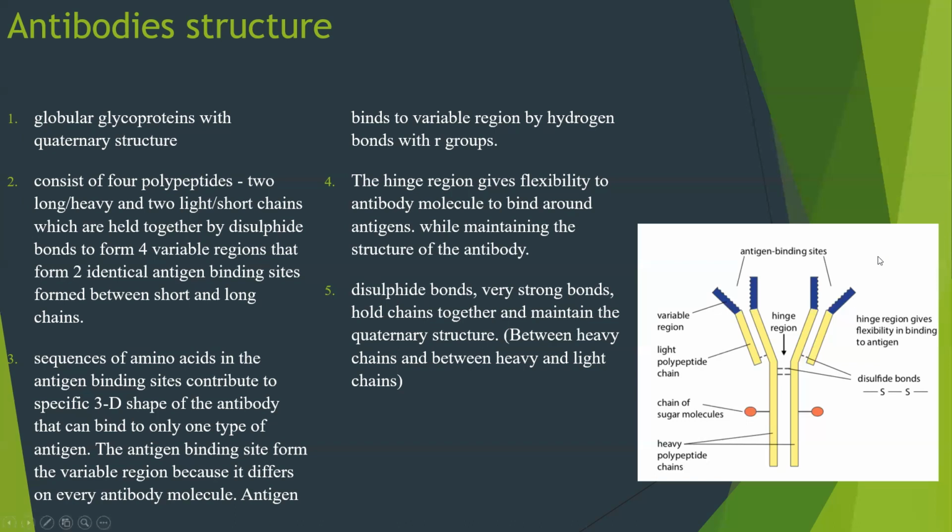So the hinge region, which is over here between the 2 long chains, gives flexibility to the antibody molecule to bind around antigens. This flexibility allows it to maintain the structure of the antibody while being able to bind around antigens. There are also the strong disulfide bonds. These bonds are very strong, as we talked about. When they're very strong, it requires a lot of energy to disrupt the entire structure of the antibody. So this helps to maintain the quaternary structure as well.